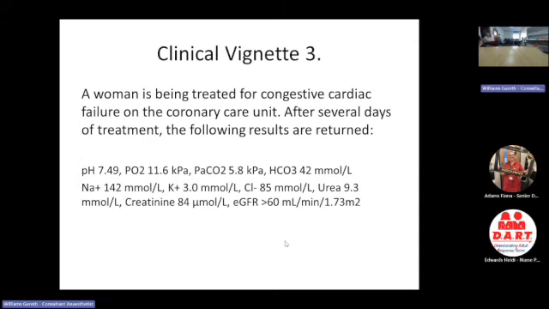And final one, lady being treated on CCU for congestive cardiac failure. After several days of treatment, we've got the following results. What do people think about that? Alkalotic. Brilliant. Alkalemic. So with an alkalosis process, and she is very alkalemic, pH nearly 7.5. Low potassium, low chloride. Yeah, so we've got potassium of 3, quite a low chloride.